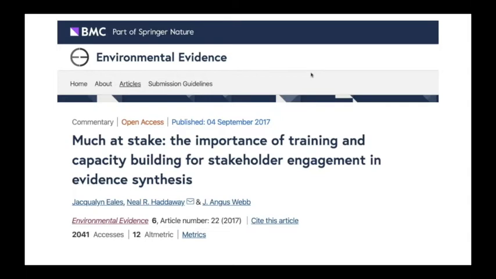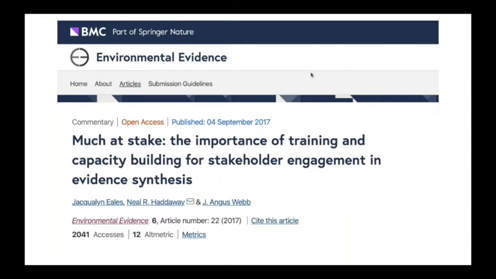I was involved in this paper as well with Jackie Eales and Angus Webb that was talking about thinking about training and capacity building through a stakeholder engagement lens, and how often when we're engaging with stakeholders, we're actually building capacity and building awareness about evidence synthesis.